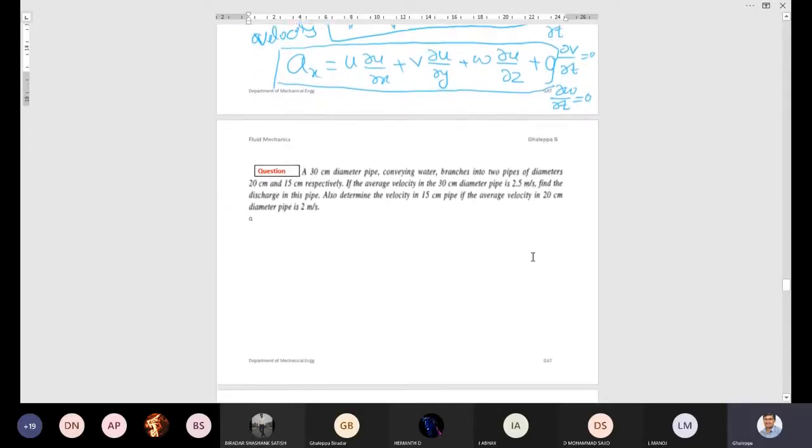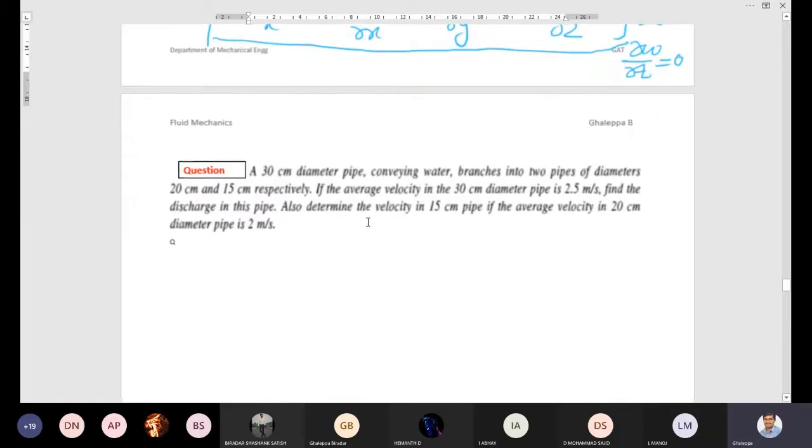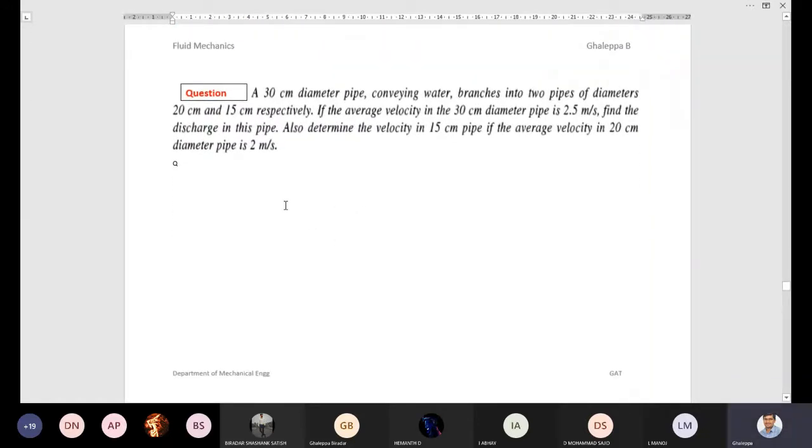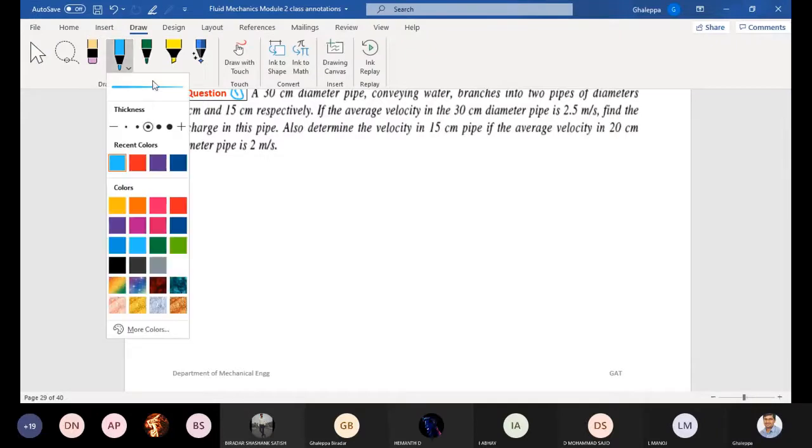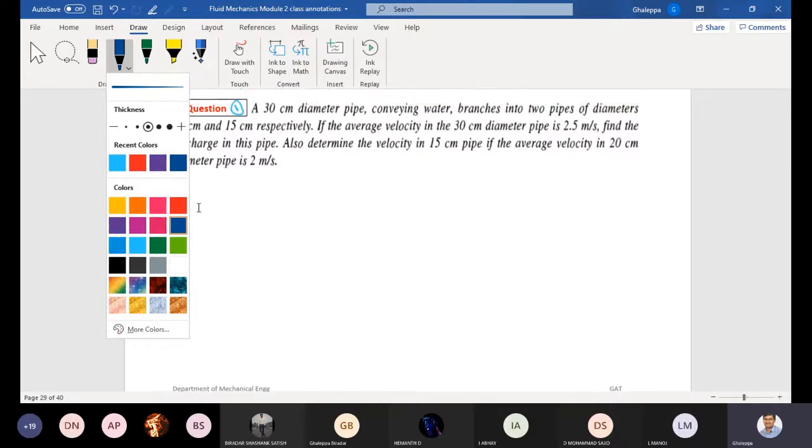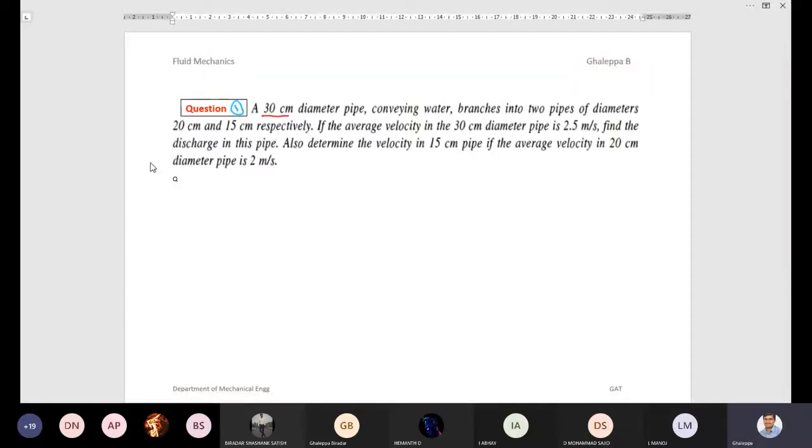So first numerical, we'll go to numerical. Question number 1. All of you read the numerical. A 30 centimeter diameter pipe. I will take a different color. Now, a 30 centimeter diameter pipe. Okay, there is a 30 centimeter diameter pipe, conveying water.